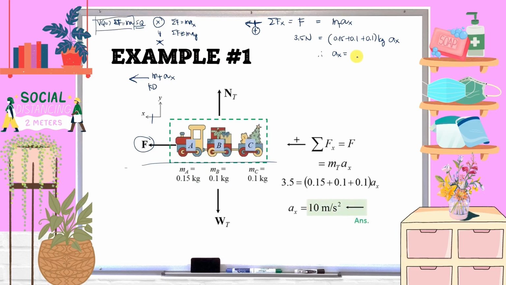Since we were able to calculate a value of positive 10 meters per second squared, it means that our assumption of the direction is correct. Therefore, we have it to the left direction. We are already done with the summation of force along x.